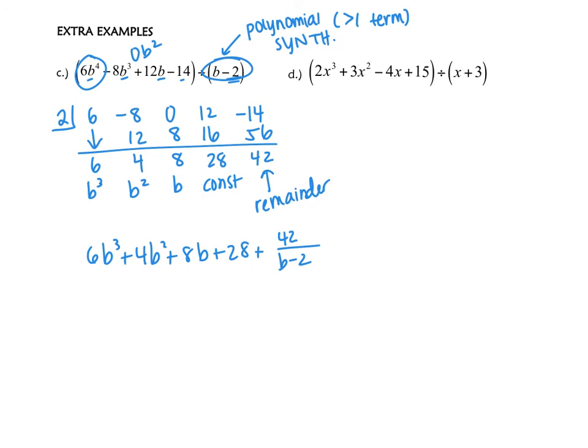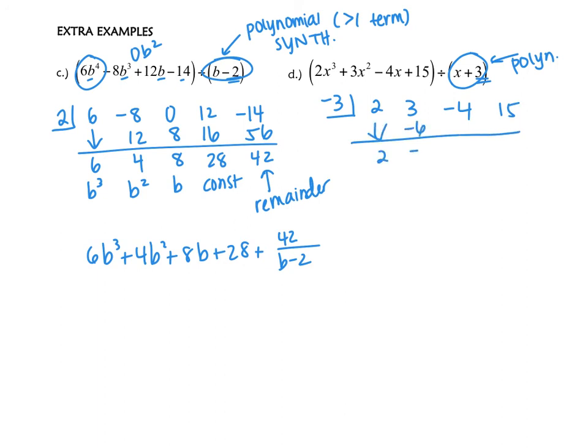Okay, d, again, we're dividing by a polynomial, so we want to use synthetic division. We're going to flip the sign, so a -3 goes in the box. We'll notice our terms go in order. We have x cubed, x squared, x. We're not missing anything, so we're ready to go. We have 2, 3, -4, and 15. So we're going to bring down, multiply, add down, multiply, add down, multiply.